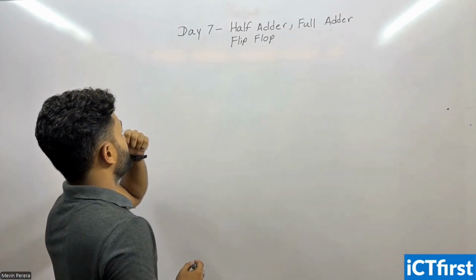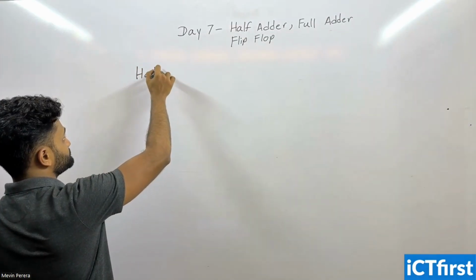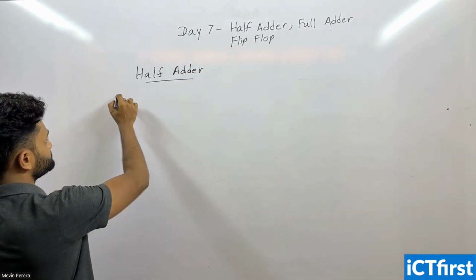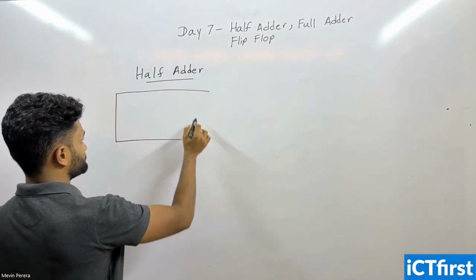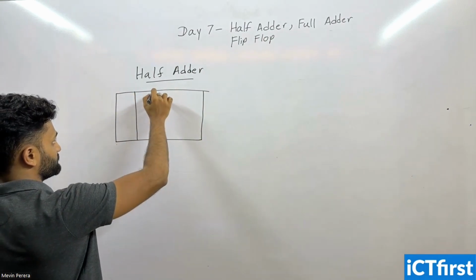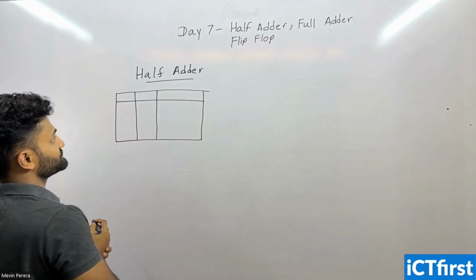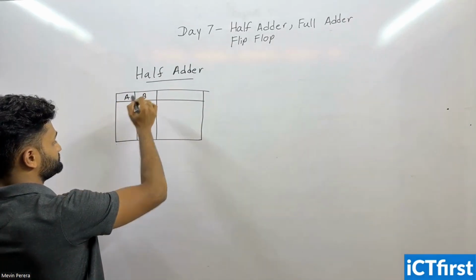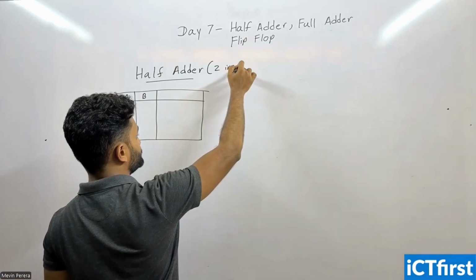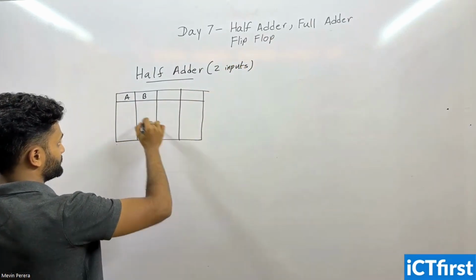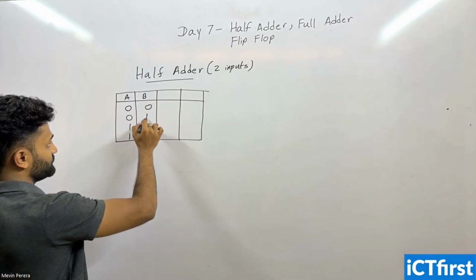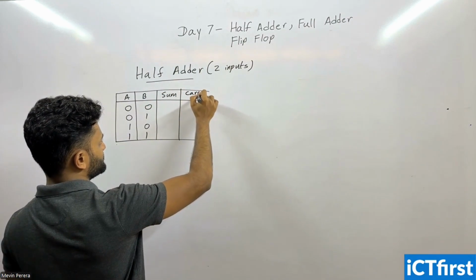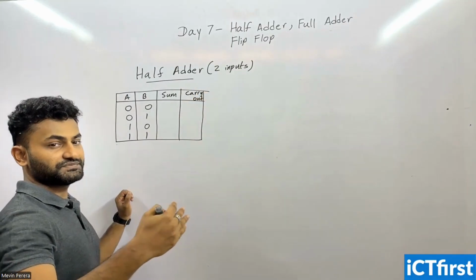Okay, now the half adder. When it comes to the truth table, in a half adder there will be only two inputs, A and B. The inputs are 0 0 1 1 and 0 1 0 1, and then we are going to find the sum, and another one called the carry out, which is the bit we carry forward.